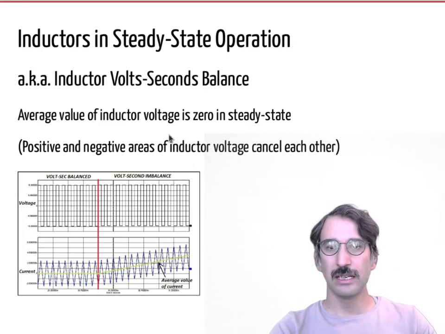So if an inductor is at steady state, it is also called inductor volt-second balance. The average value of an inductor voltage is 0 in the steady state. We will discuss that in the recitation time in the next hour. Basically, the positive and negative areas of the inductor voltage cancel each other.